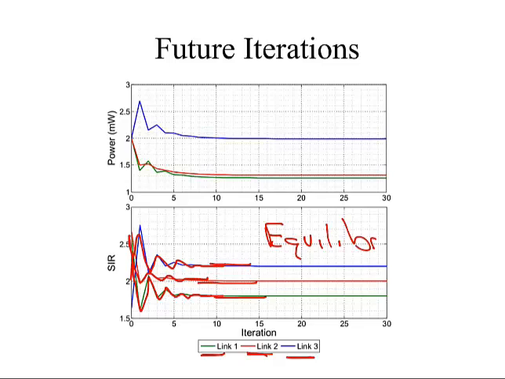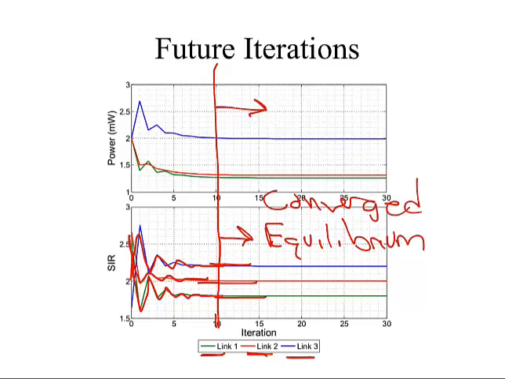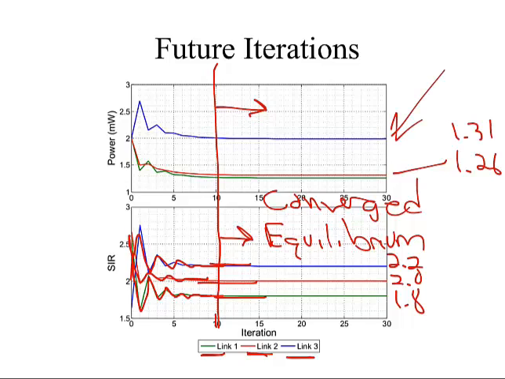And so that happens after maybe about 10 iterations here. So 10 iterations and beyond, nothing's changing anymore. And again, we've converged. And so the convergent SIR levels are 1.8, 2.0, and 2.2, as was necessary. And these levels down in here are 1.26 for the power levels milliwatts, 1.31 milliwatts, and up here for link 3 has about 1.99 milliwatts.